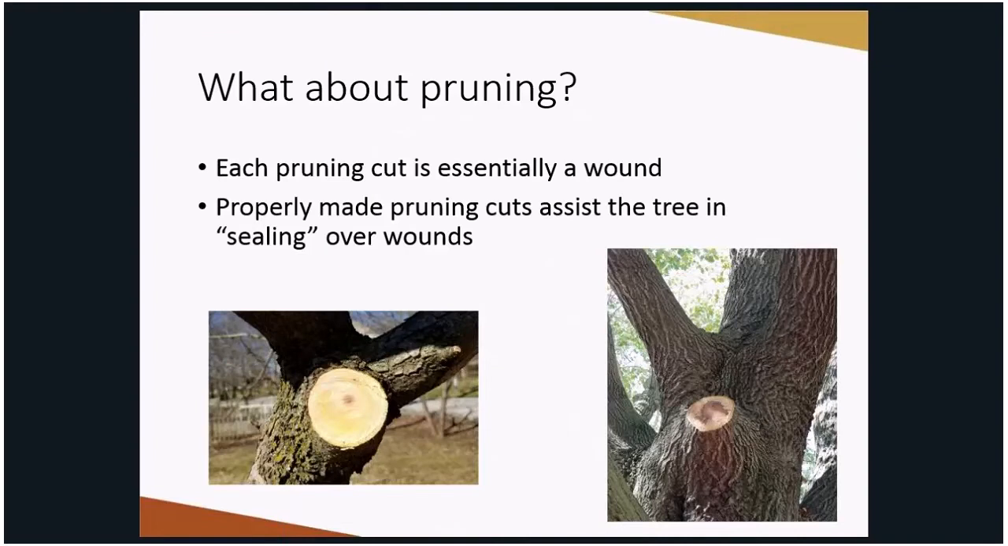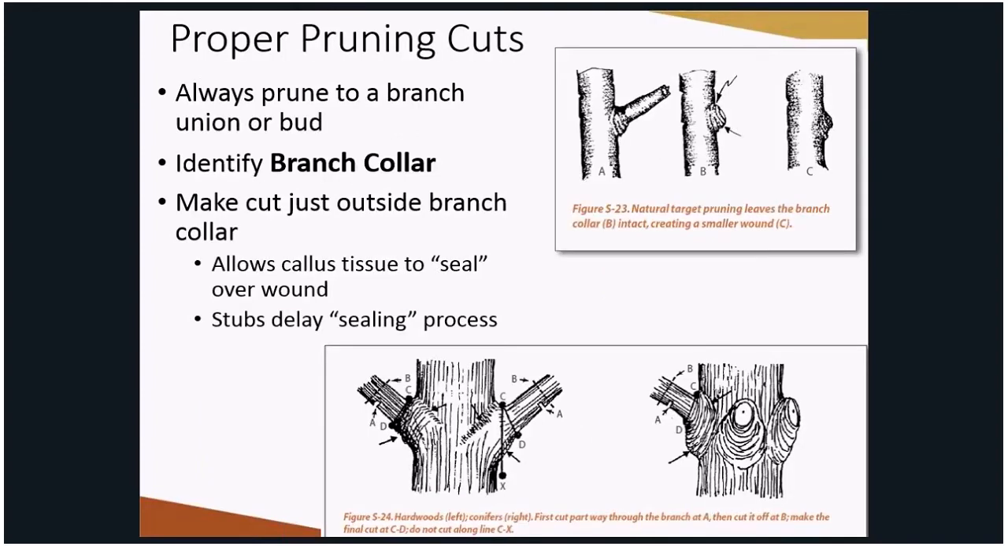So what about pruning? How does pruning relate to this entire system? Well, each pruning cut is essentially a wound, and if we can make those pruning cuts correctly, we can assist the tree in this process of sealing over the wounds as opposed to causing a bigger, worse wound for the tree. So here's a couple figures right out of the Master Gardener training manual. And when we look at how to make a proper pruning cut, one of the things that we need to do is first identify the branch collar.